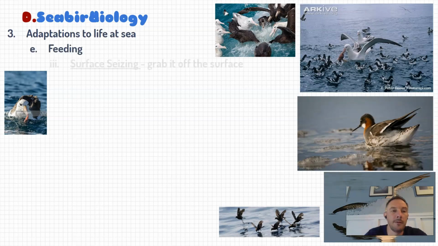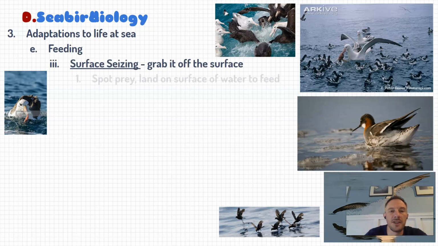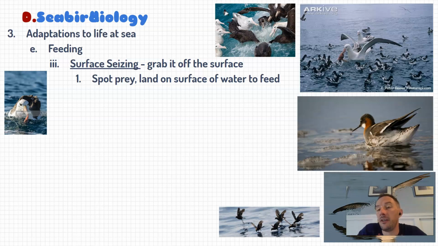Okay. Feeding, got a few more here. Surface seizing. So we talked about this with albatross. They'll fly along for days or weeks until they see food on the surface of the ocean. They'll drop down and then they'll grab it. And that could be something deceased, like bits of a whale or a seal, anything, a jellyfish. And because of this, these birds are incredibly susceptible to something we put in the ocean that floats, because it looks like food to them.